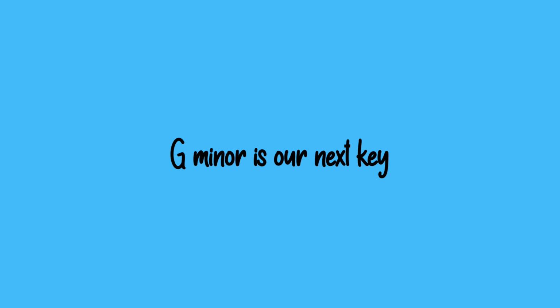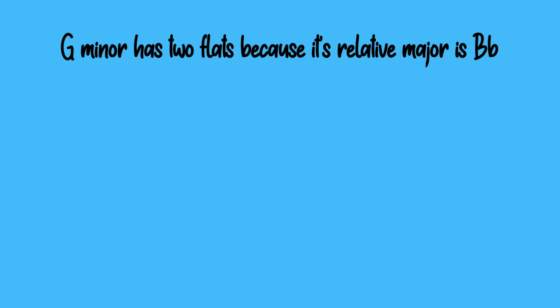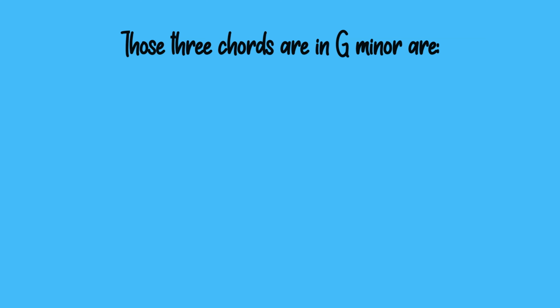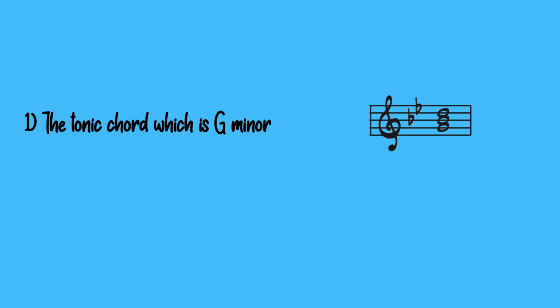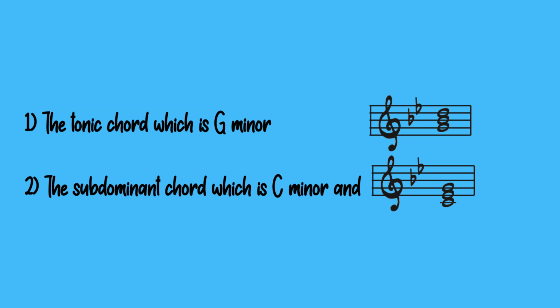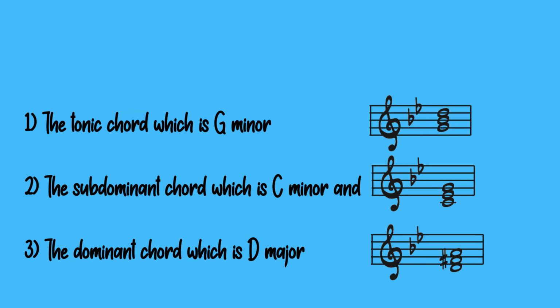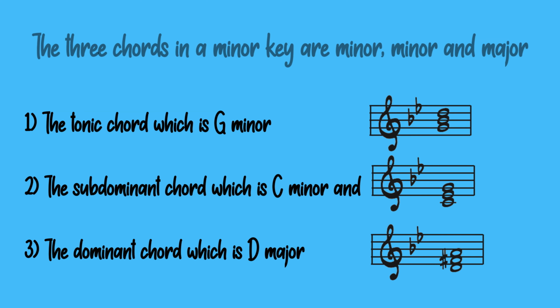G minor is our next key. G minor has 2 flats because its relative major is B flat. Those 3 chords in G minor are: 1. The tonic chord, which is G minor; 2. The subdominant chord, which is C minor; and 3. The dominant chord, which is D major. The 3 chords in a minor key are minor, minor, and major.